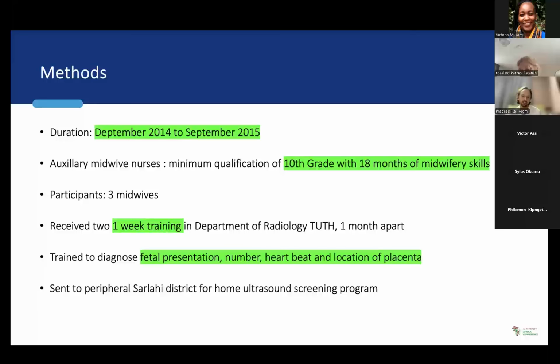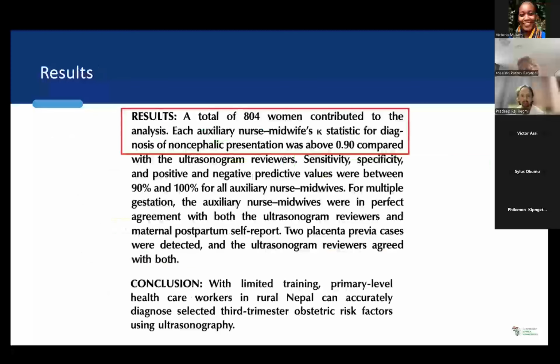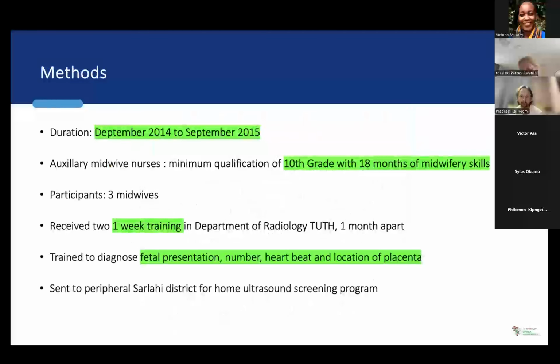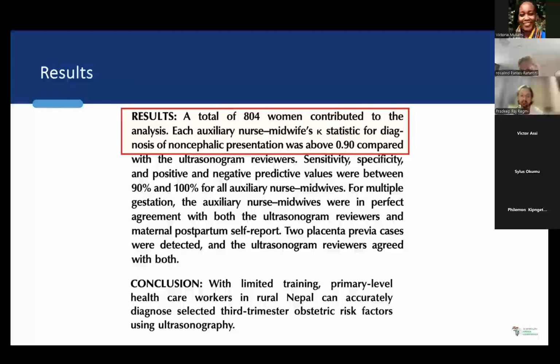Ultrasound devices are available and were used in Sarlai district, which is a peripheral part of Nepal. A total of 804 women were included in the study. For the presentation, number of fetuses, heartbeat, and location of placenta, the assessment was most accurate in comparison to the standard radiologist. Their sensitivity, specificity, and positive and negative predictive values were between 90 and 100% with this short-term training.